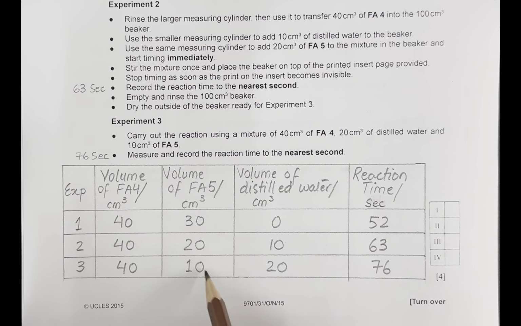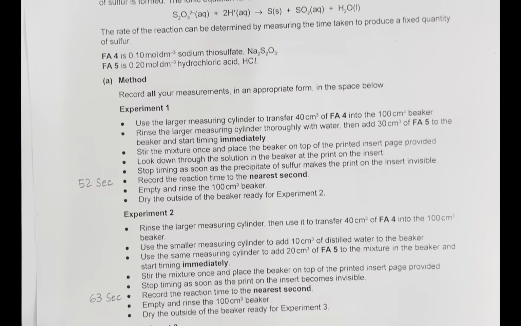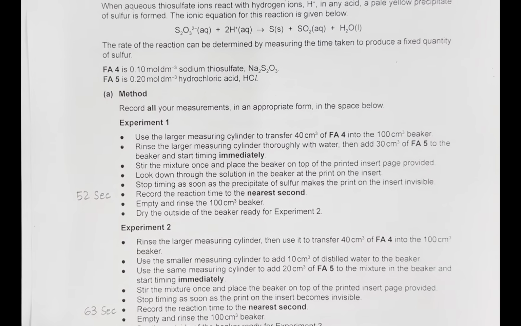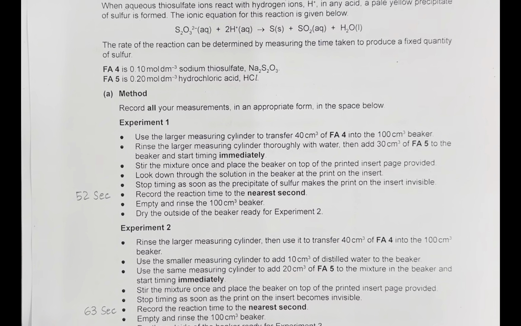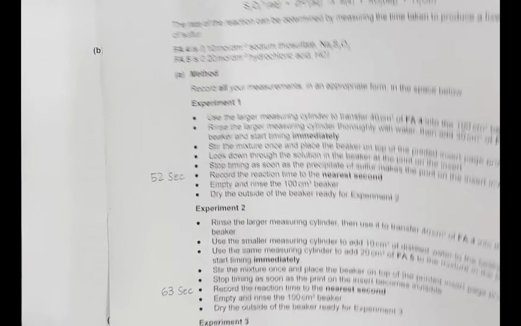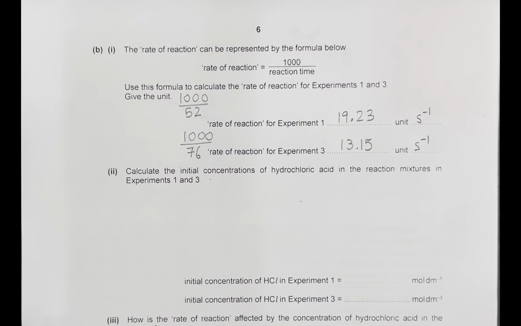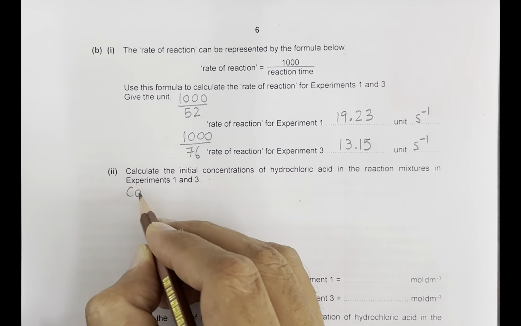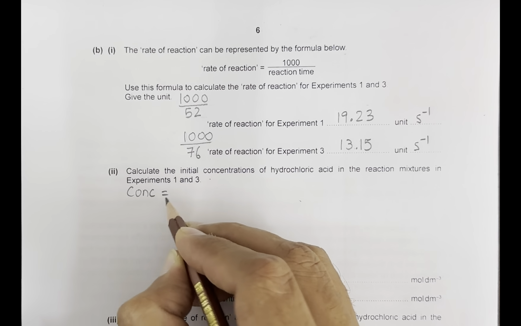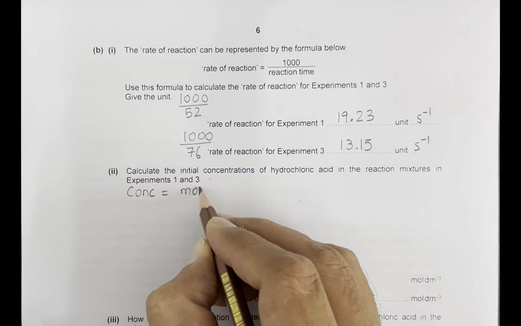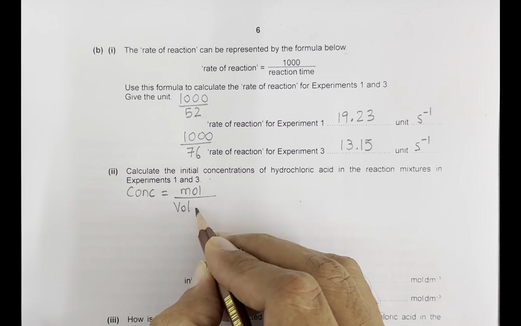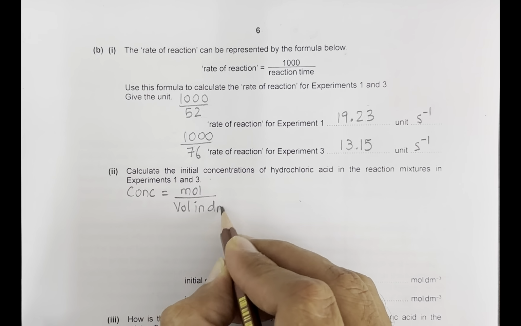So firstly, we have to use these volumes to calculate according to this concentration. The volume and concentration will give you the moles we have picked. And then we will divide it by the total volume of solution, that is 70, to get the concentration. So the formula here is concentration equals amount in moles divided by the total volume of mixture in decimeter cube.